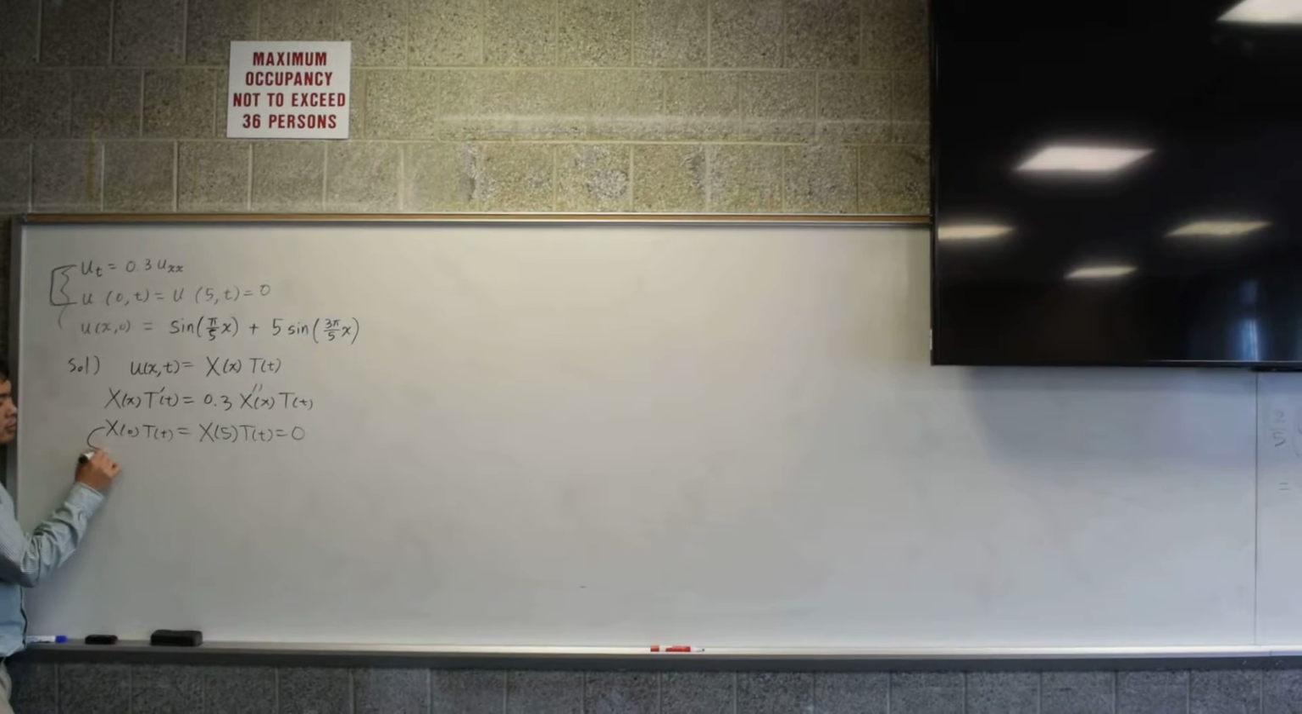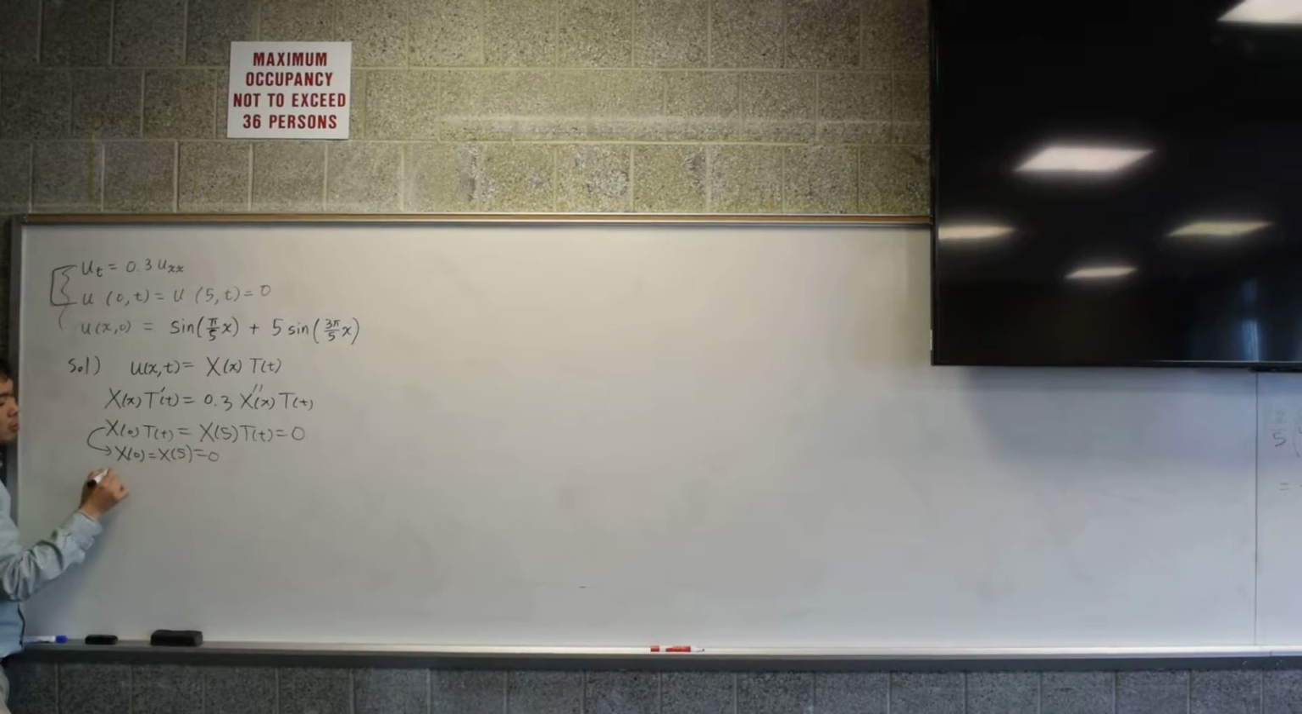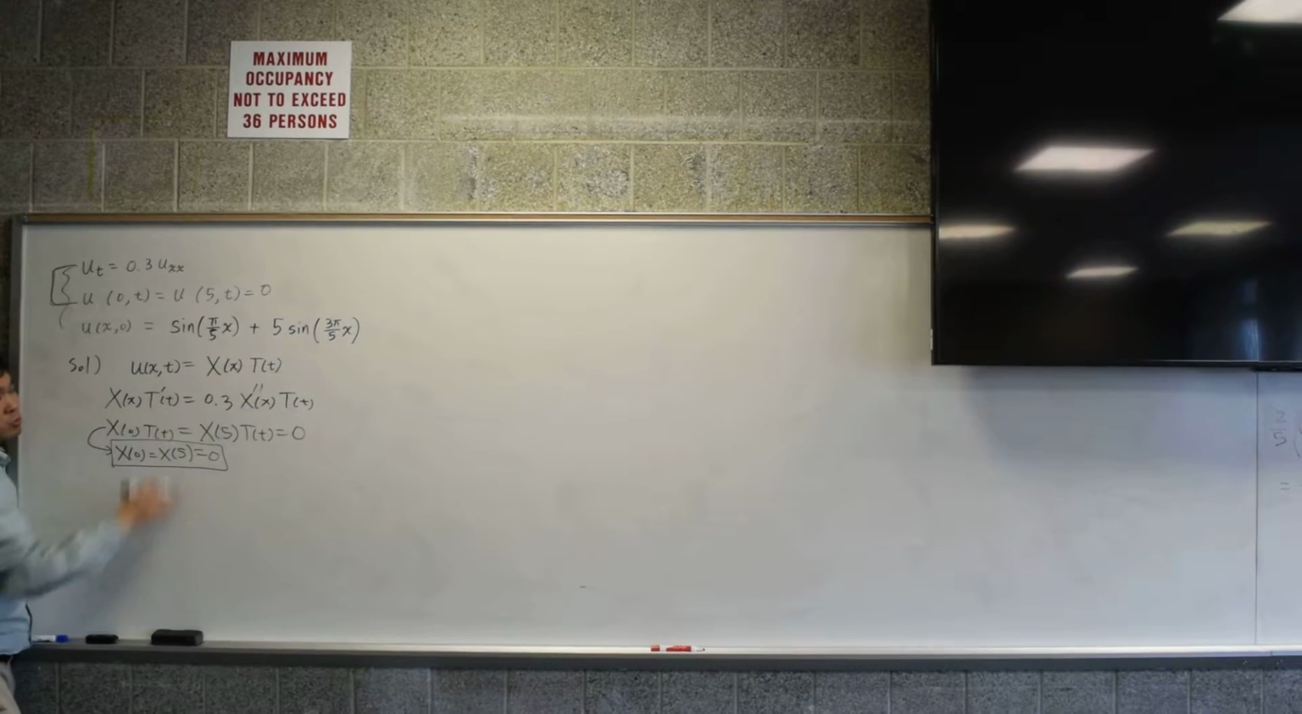And a little note here, if I have T(t) equal to 0, that would make this original thing just equal to 0 for any x and t, and that's called a trivial solution. We don't want that. Therefore, you want to just take the case when X(0) and X(5) are equal to 0. That would be the only way you can have a non-trivial solution from this method. Okay? So that's something that we immediately get from the boundary conditions.